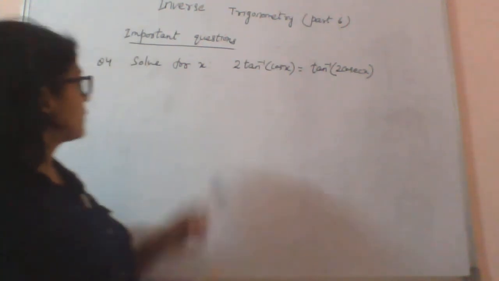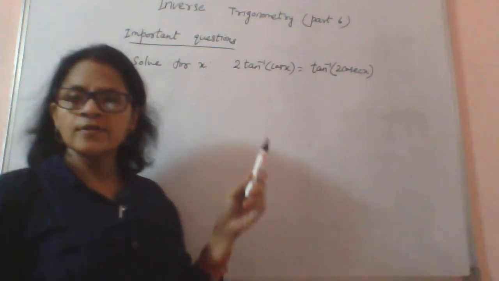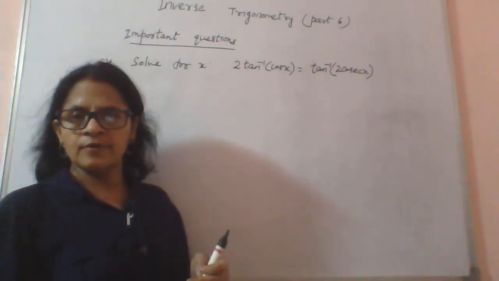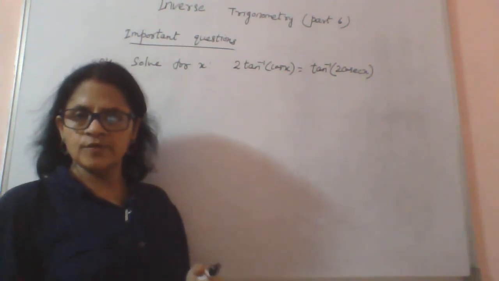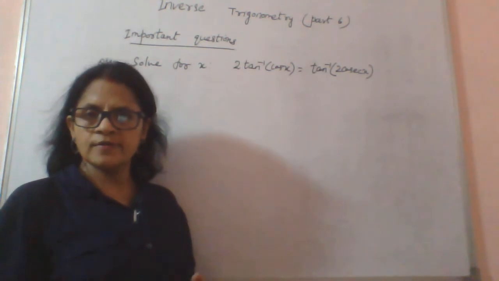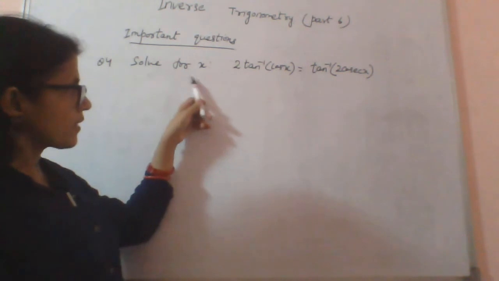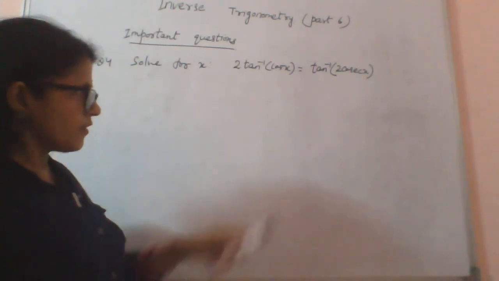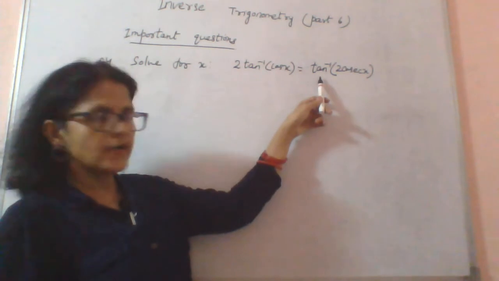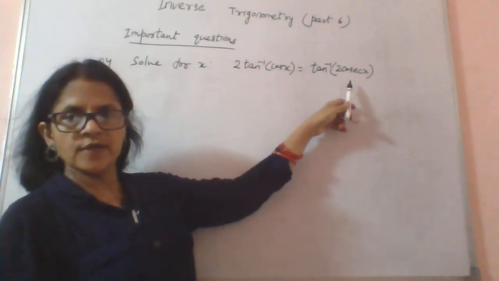Our next question is solve for x. So till now we have not done any question of this type. Solve for x, having an equation and getting the value of the variable. Solve for x. So 2 tan inverse cos x equal to tan inverse of 2 cosec x.